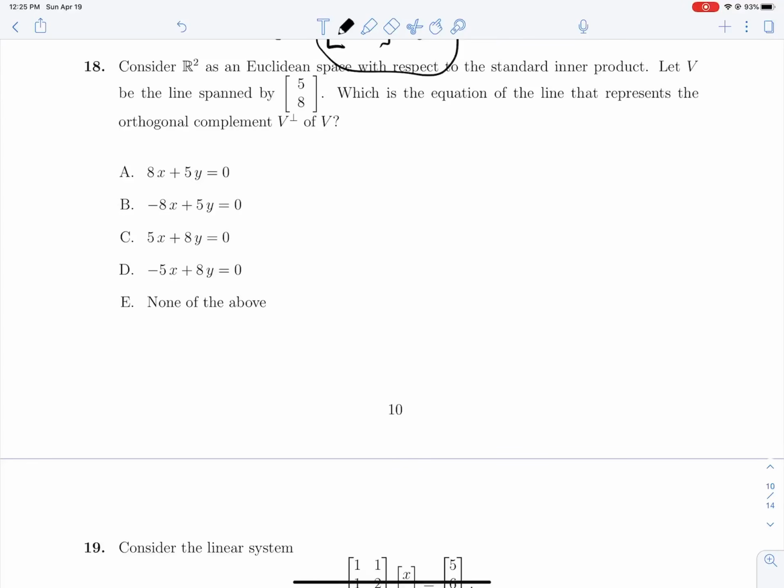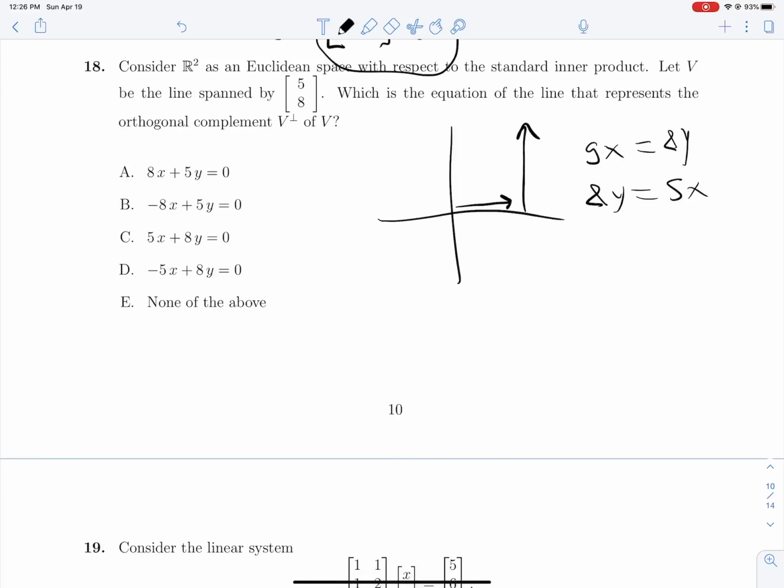Let's consider R2 as a Euclidean space with respect to the standard inner product, so the normal dot product that we're used to, and let V be the line spanned by (5, 8). So that's really saying that for every 5 units we move on the x-axis, we're going 8 units up. So we can write that as 8x equals 5y, or rather 8x equals 5y. There we go.